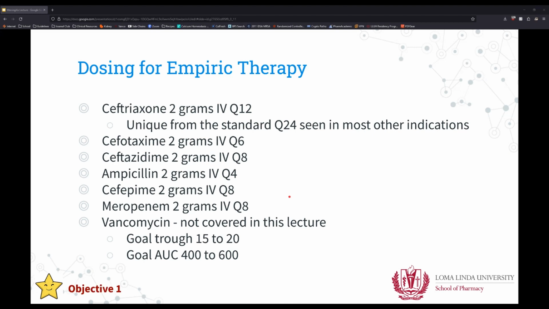We won't talk about how to dose it specifically, but we do at least dose to specific goals in mind. Whether your institution uses a trough goal of 15 to 20, alternatively, some other institutions do dose based off of AUC, where it's specifically 400 to 600.